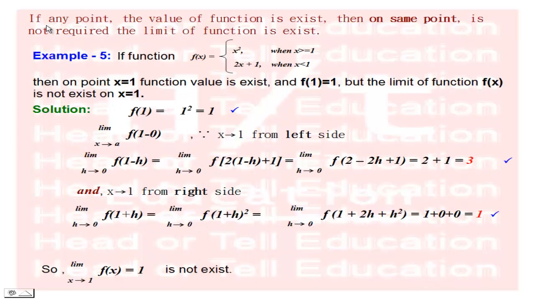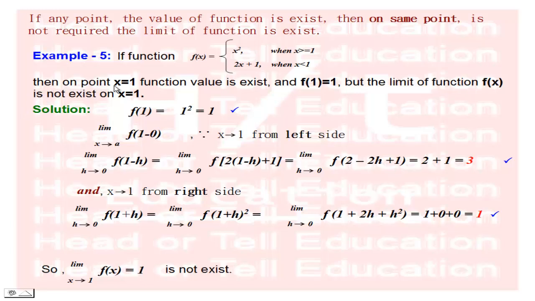Next, if at any point the value of a function exists, then the limit of the function at that same point is not required to exist. Check this example. Say we have a function f(x) equal to x square when x is greater than or equal to 1, so we use x square. When x is less than 1, we will use 2x plus 1.